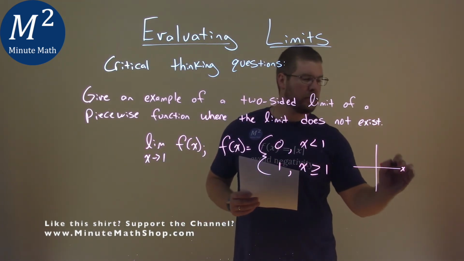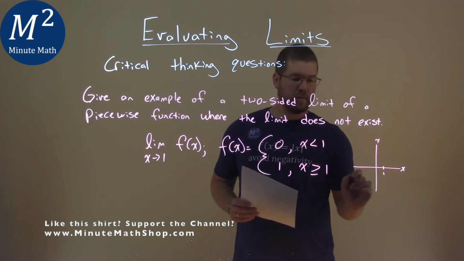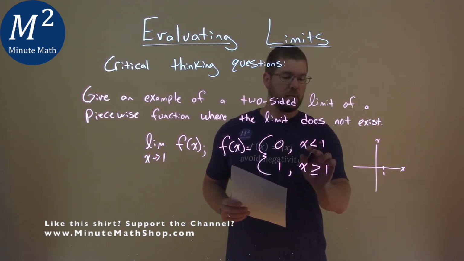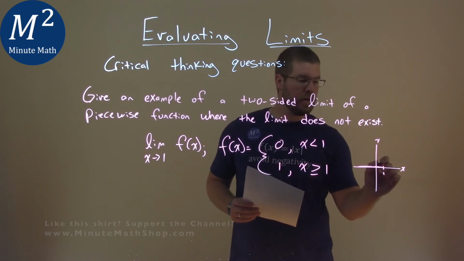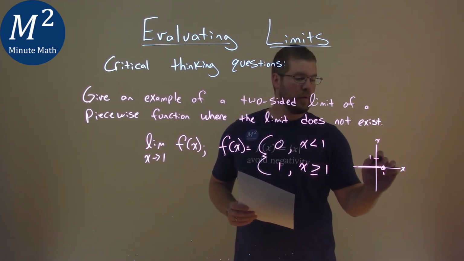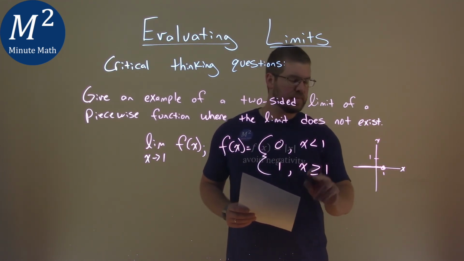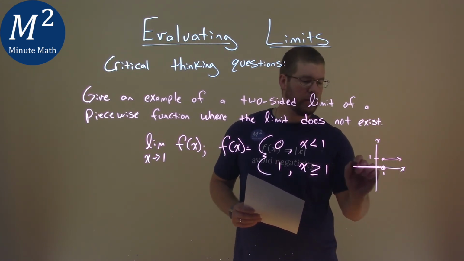All right, we have the x and the y. We have this function at 1 right here. With all the x values less than 1, it's equal to 0. So our graph is right on the x-axis here, and we have an open circle right there. We have a height of 1 when x is 1 or larger. So we have a closed circle there, and it goes to the right.